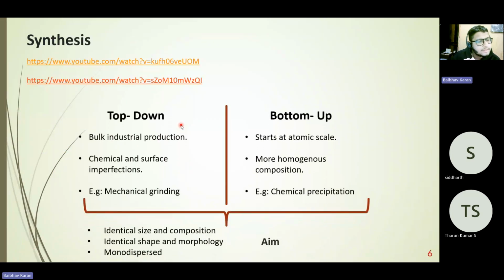So, what synthesis techniques did we learn about? There are two types of synthesis techniques we learned. One is the top-down approach and one is the bottom-up approach. In the top-down approach, particles in the bigger size range are broken down into nanomaterials. In the bottom-up approach, particles smaller than nanomaterials are upscaled to nanoparticles. Let me show you another video to give you some more clarification regarding these synthesis techniques.